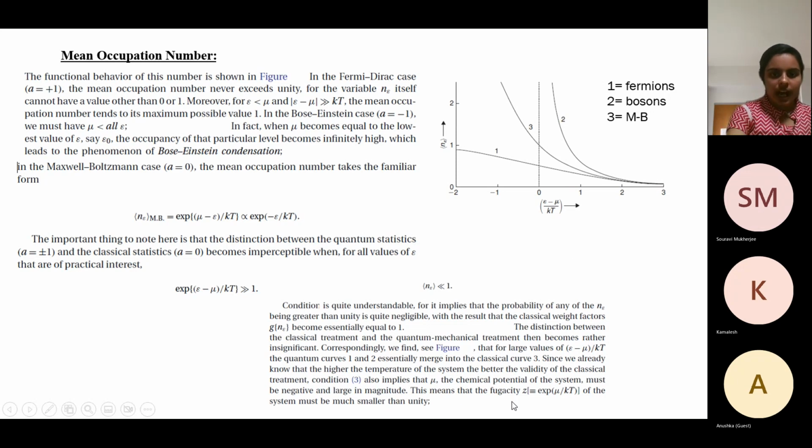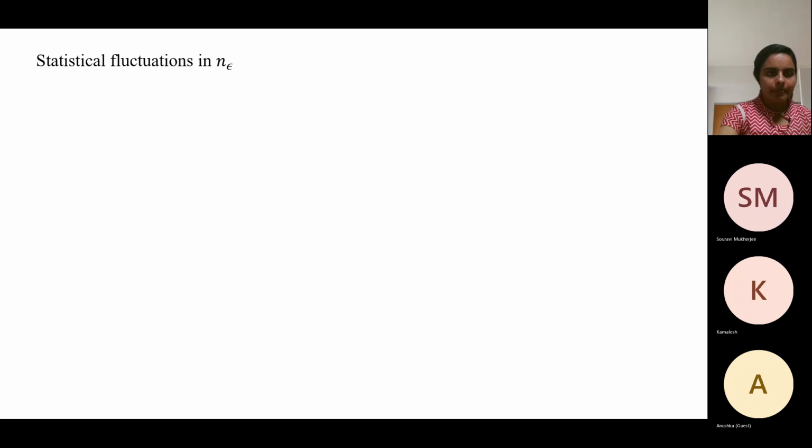So in a way, how you choose your epsilon, or rather how you choose your chemical potential, or how the fugacity value is, can tell you whether it's in the quantum limit or in the classical limit, right? Okay, so now what we will talk about is the statistical fluctuations in n epsilon.